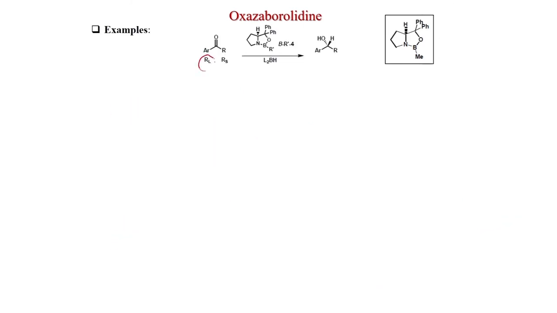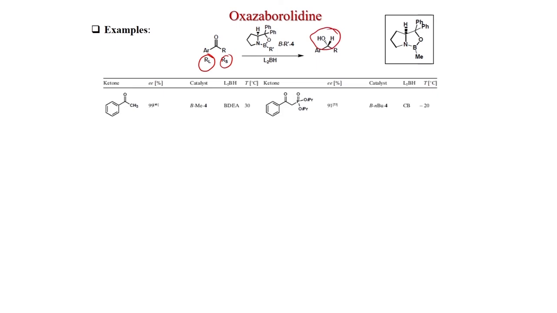Examples, so RL and RH, this you have to draw properly. If you draw left side, then you get the hydride delivery from the top side, so you get a down alcohol. And defined ketones like aryl, aliphatic, so here the acetophenone with BME4 and BDA, this is the BH3 Et2NH, diethylamine, so this is called BDEA, diethylamine, that is the hydride source. And with methyl catalyst, you get 99% E.